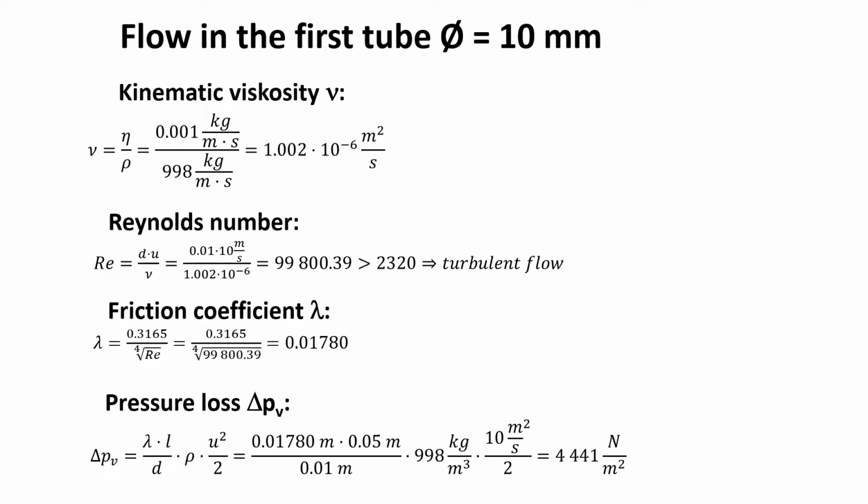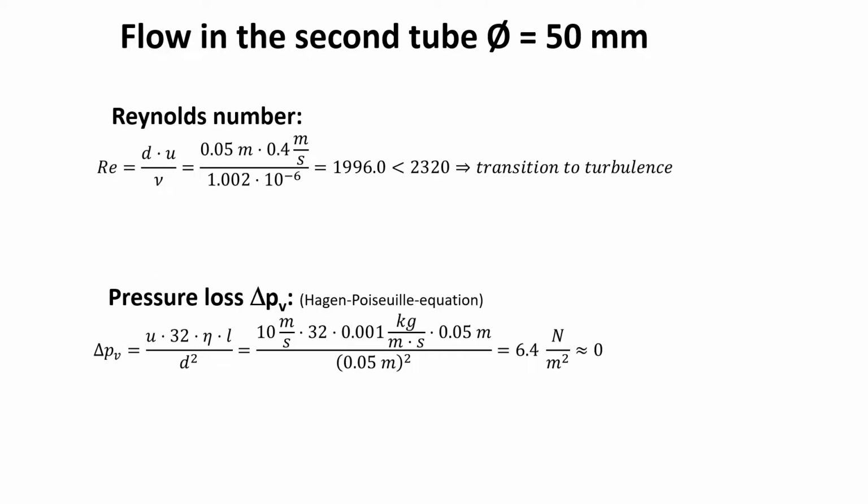The friction coefficient is 0.0178 and the pressure loss is 4,441 Newton per square meter. We will now calculate the flow in the second tube with a diameter of 50 millimeters. The Reynolds number is 1996. This means that we are in a transition to turbulence. The pressure loss is 6.4 Newton per square meter, and this is approximately 0.